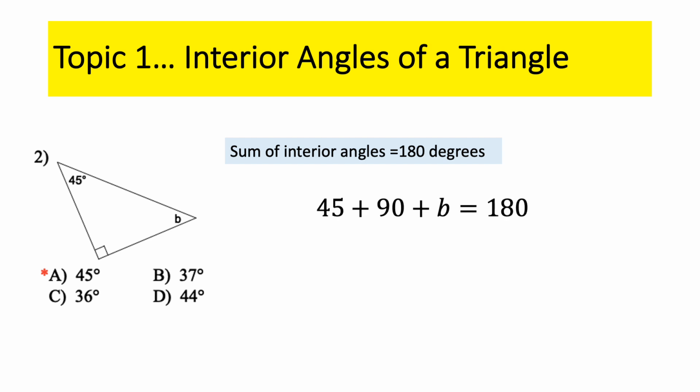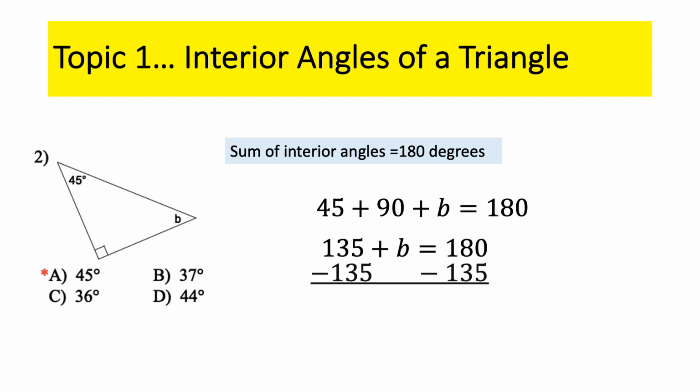Now granted, right, there's only one labeled, but the other one has an indicator of its degrees. That square means 90 degrees. So 45 plus 90 is 135. Yes, this is the same problem as the previous one. Subtract 135 from both sides, and we get 45. Cool? All right, that's topic one.